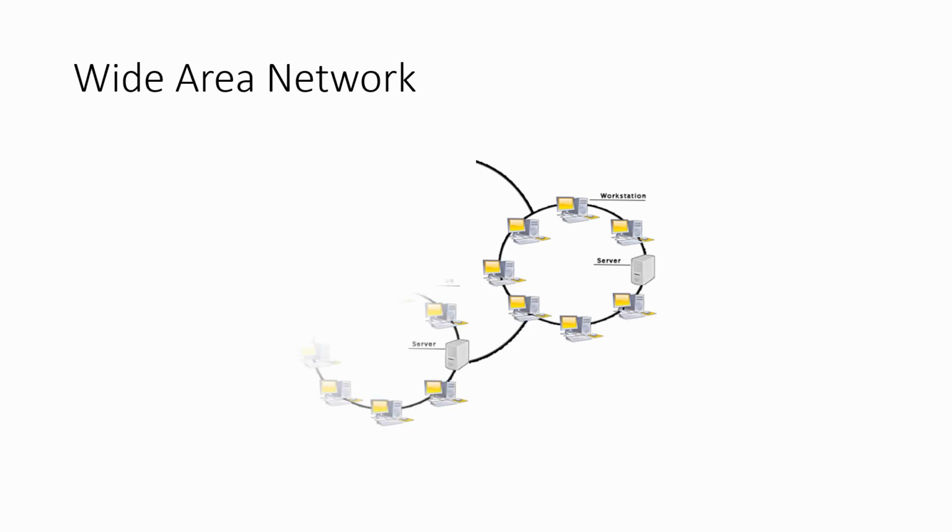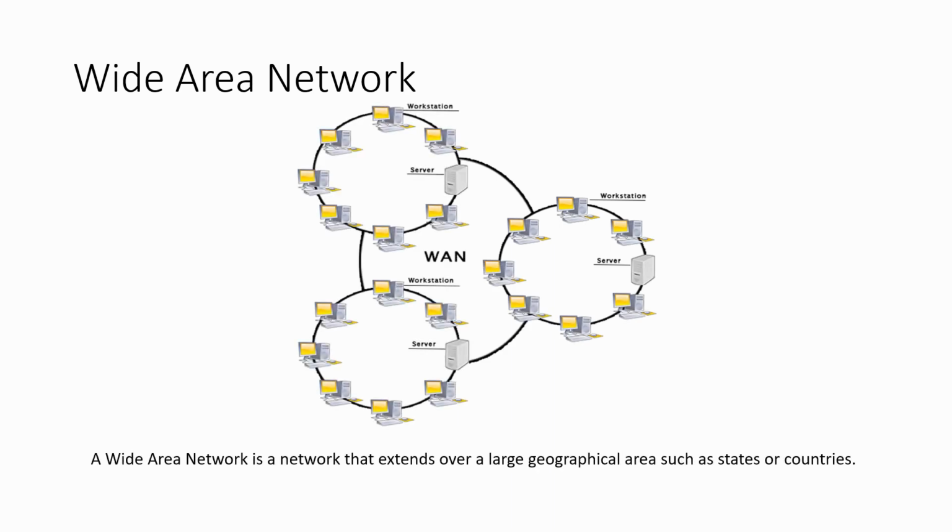And finally, Wide Area Network. A WAN is a network that extends over a large geographical area such as states or countries. It is quite a bigger network than the LAN and not limited to a single location, but it spans over a large geographical area through a telephone line, fiber optic cable or satellite links. The Internet is one of the biggest WANs in the world. A wide area network is widely used in the field of business, government, and education.